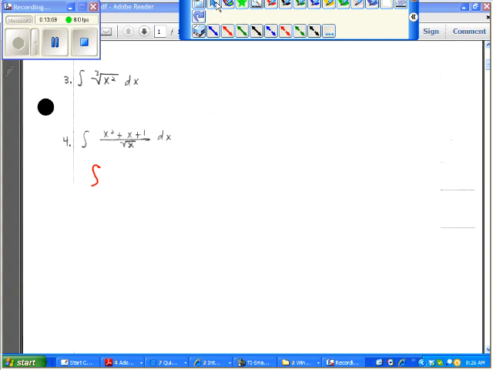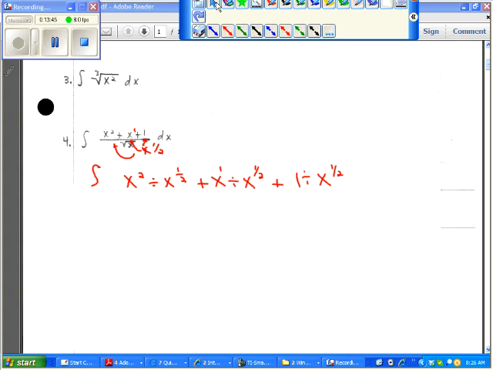We can distribute. Now that's x to the half, so I'm going to go ahead and write that square root as x to the half if that's okay. And then we're going to distribute it. Now I'm going to go ahead and write this out. We're going to have x squared divided by x to the 1/2 plus x to the 1st divided by x to the 1/2 plus 1 divided by x to the 1/2.